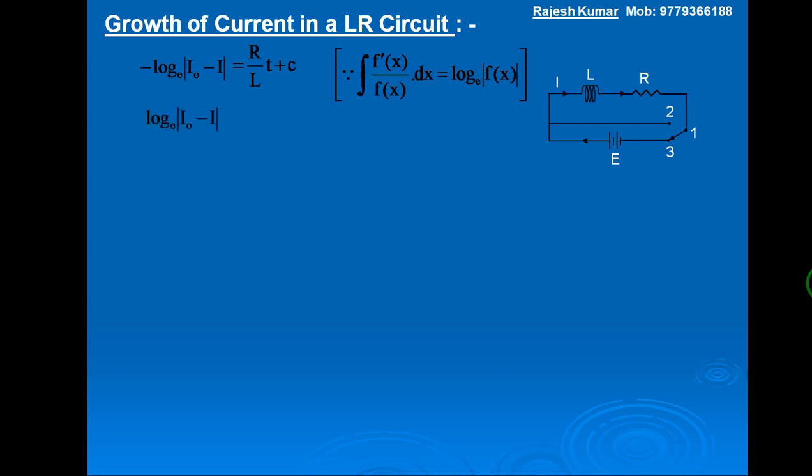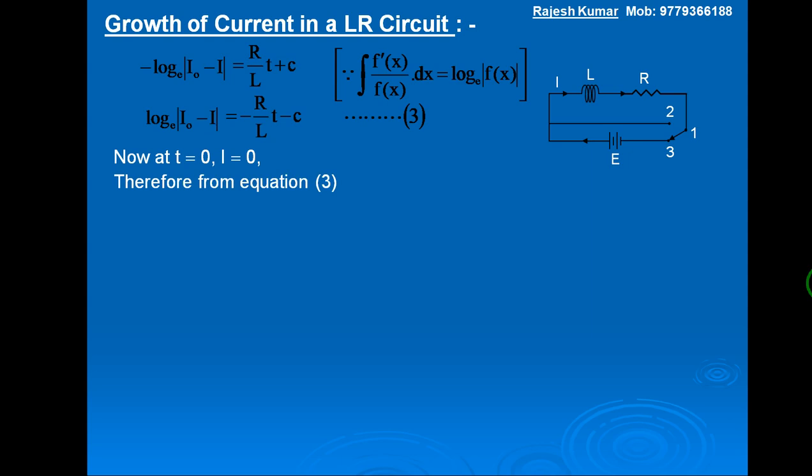Now log of I naught minus I to the base e is equal to minus R upon L into t minus c, that is, multiplying both sides by minus sign. Let it be equation number 3. Now at t equal to 0, capital I is equal to 0.